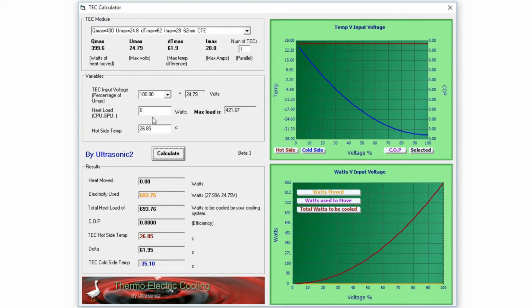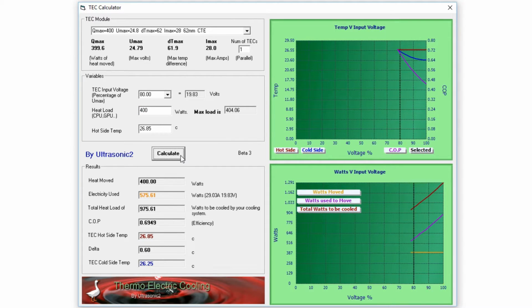And then you've got the heat load you can apply to the cold side, and it tells you what the maximum heat load you can move for the current input voltage. So you need to apply less than that, and it will calculate these values down here.